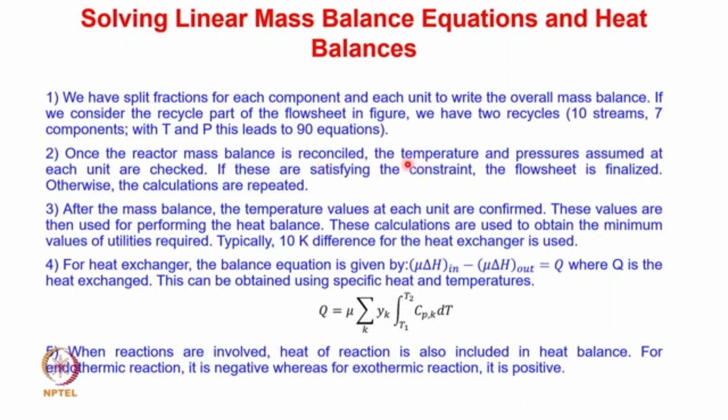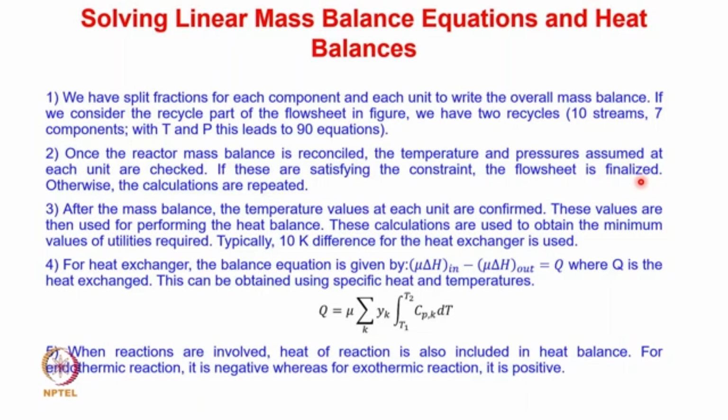So once this mass balance is reconciled in the entire flow sheet, then the next task is we have to look at temperature and pressure. We have to see whether the temperature and pressure which we have assumed in different units, whether these are satisfying the given condition or not. So we can do the bubble point calculation, we can do a dew point calculation and check whether the temperature and pressure are below the critical limit or not, isn't it? If those constraints are satisfied, then we can take this preliminary flow sheet as finalized. Otherwise we have to repeat the calculations again.